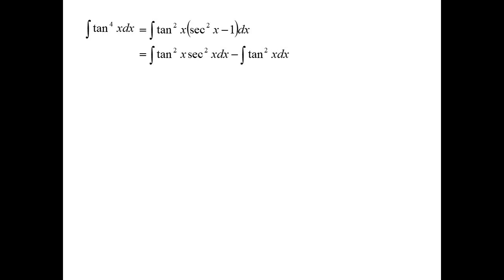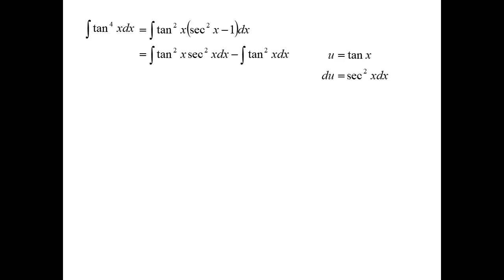I'm always pulling out a tan squared and turning it into a sec squared minus 1, because then I can break it up into two integrals. One will have the sec squared with it, which is the derivative of tan, and the other just becomes another tan integral, and I deal with that power however we need to. Again, the higher the power, the more work that's going to happen.